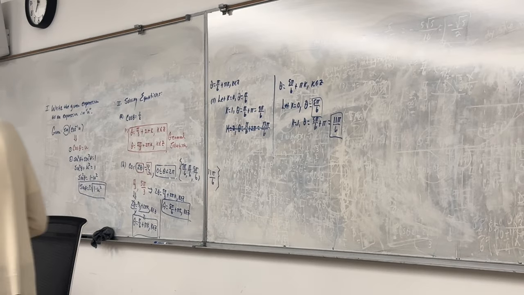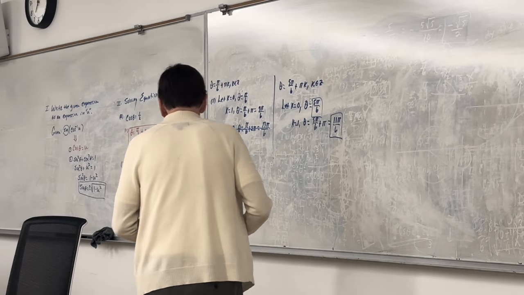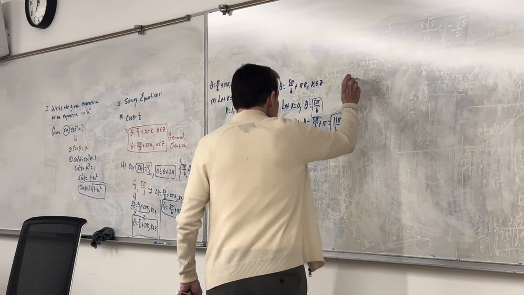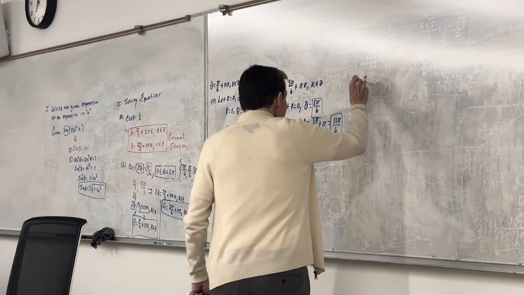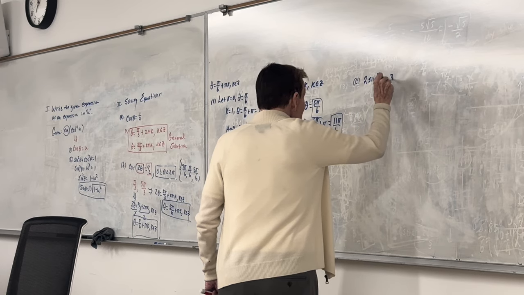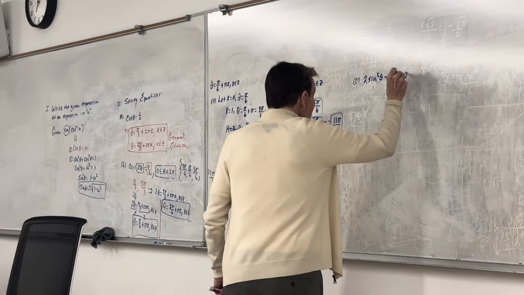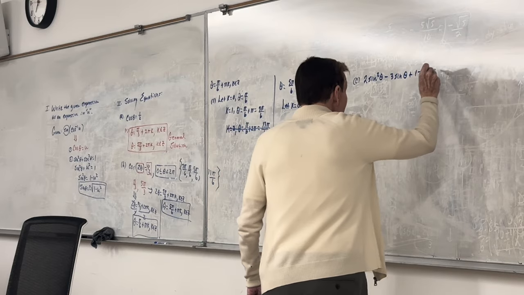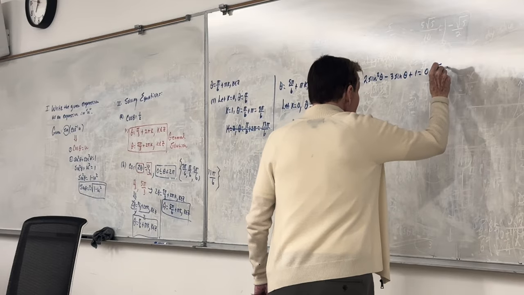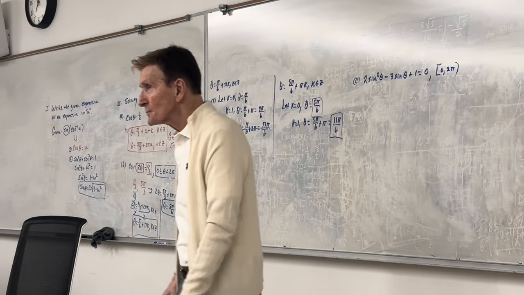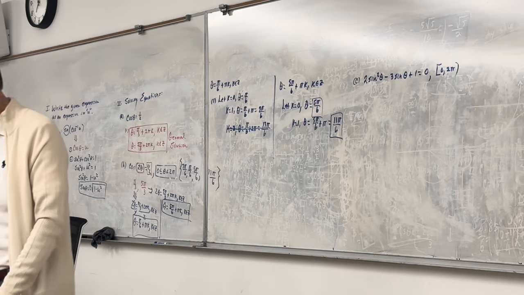Now, the next one. 2 sine squared theta minus 3 sine theta plus 1 equals 0, with restriction of bracket 0 to pi. We got a restriction on this one. This one's gonna be nice.